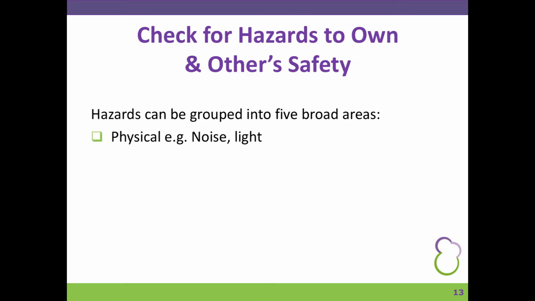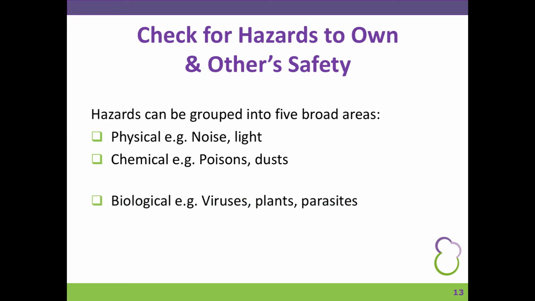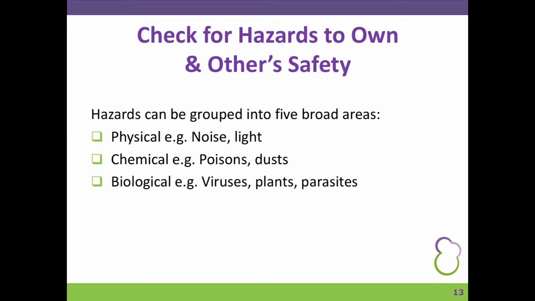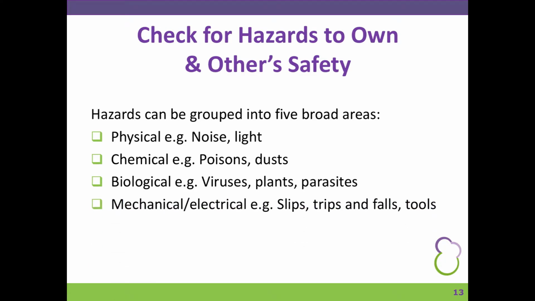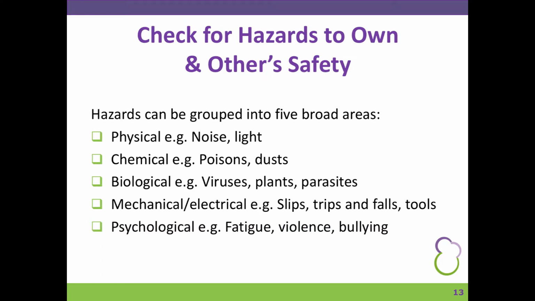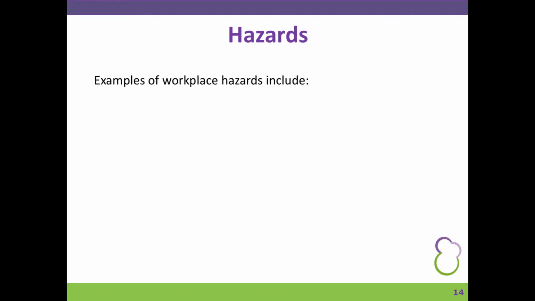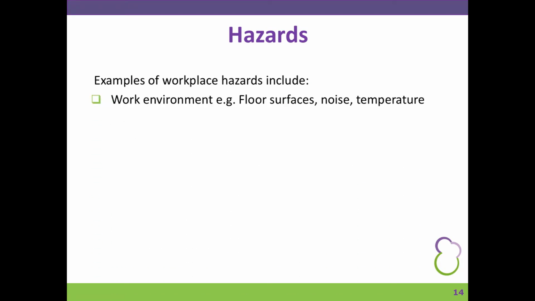Hazards can be grouped into 5 broad categories. These include physical hazards such as noise and light, chemical hazards such as poison and dust, biological hazards such as viruses and plants, mechanical or electrical hazards such as slips or trips, and psychological hazards such as fatigue or bullying.